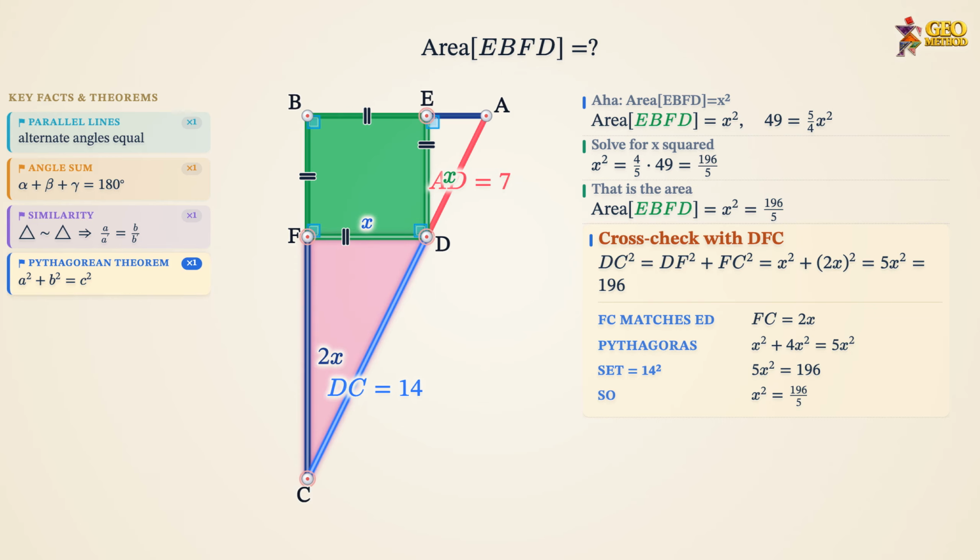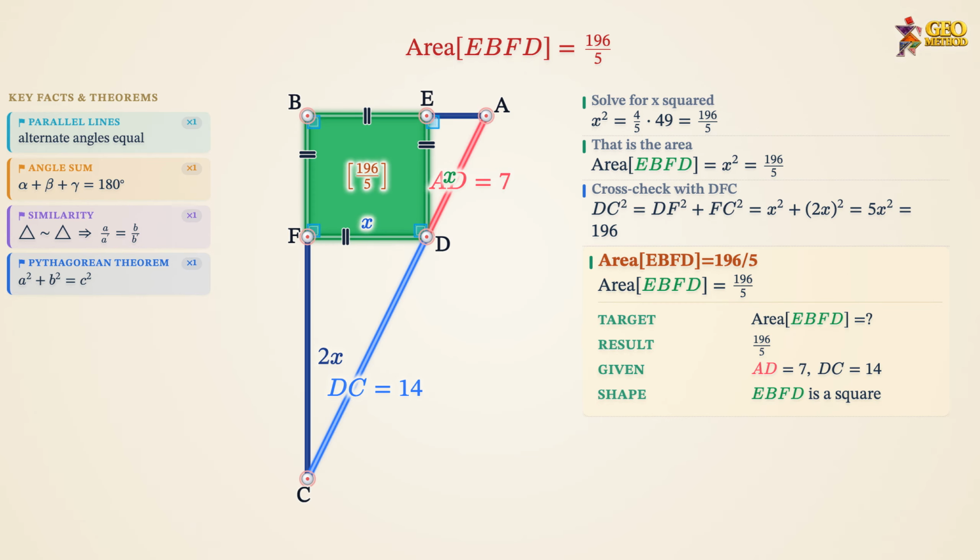Now confirm with the other triangle. Segment FC matches segment ED at the 2-to-1 ratio, so segment FC is 2x. Pythagoras in triangle DFC gives 5x squared equal to 196, so x squared is again 196 over 5. So the area of the green square EBFD is 196 fifths square units.